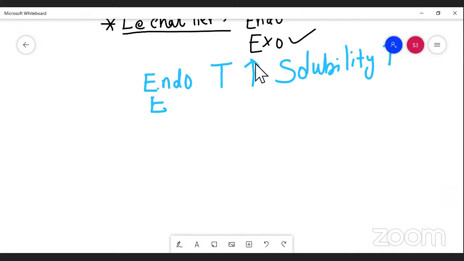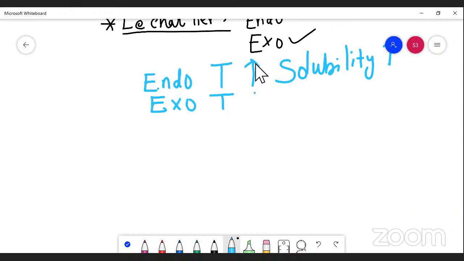During the exothermic process, what happened? In an exothermic process, when the temperature increases, solubility decreases. Why? Because the endothermic direction is favored, the backward reaction is favored, so the solubility decreases. This is given by Le Chatelier's principle.